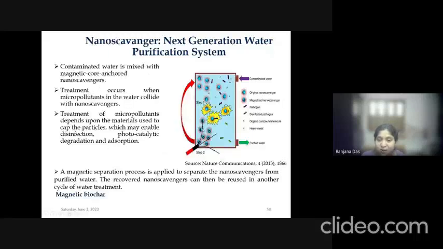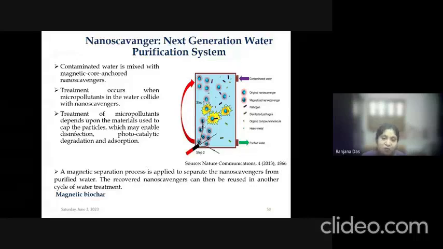These materials are coated with, or used in combination with, some adsorbent, and they are doing their job. The contaminants are removed, they get adsorbed, or sometimes they are remediated, and after that, by the action of a magnet, they are separated.